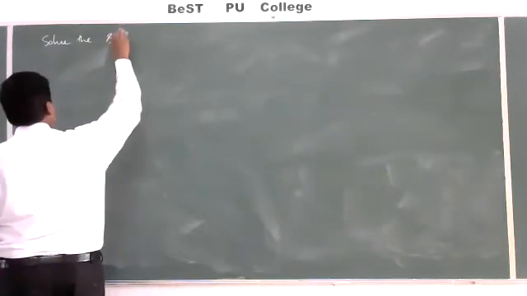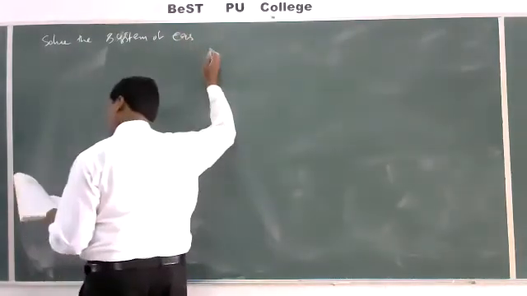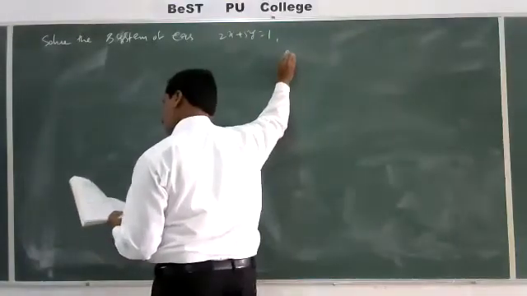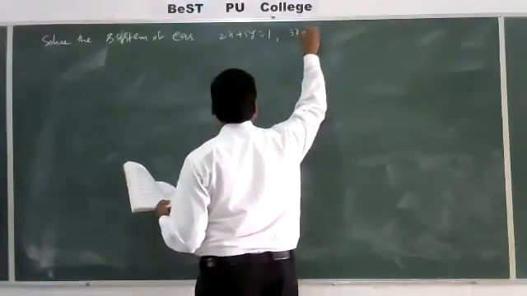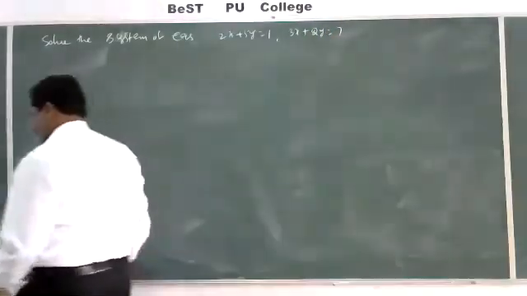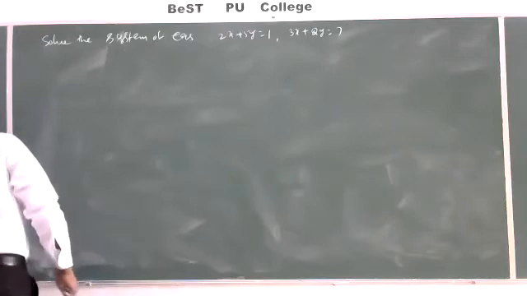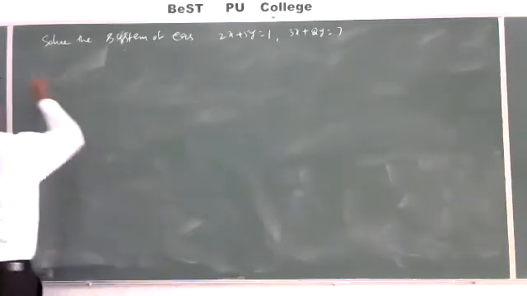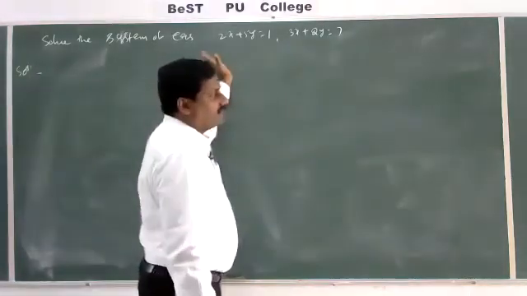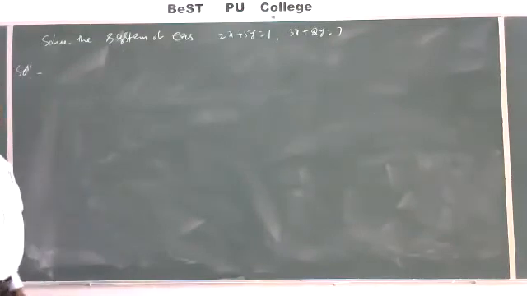Solve the system of equations 2x plus 5y equal to 1, 3x plus 2y equal to 7 by matrix method. Here only two variables are there, then we'll get 2 by 2 matrices. If three variables are there, 3 by 3 matrices.